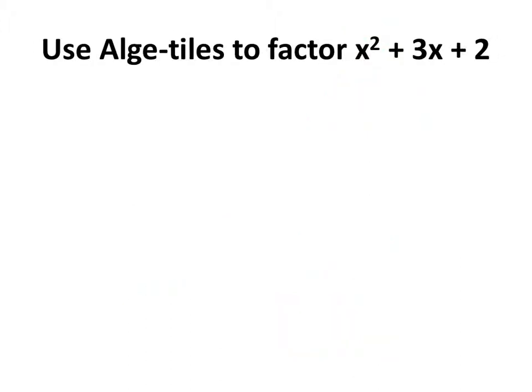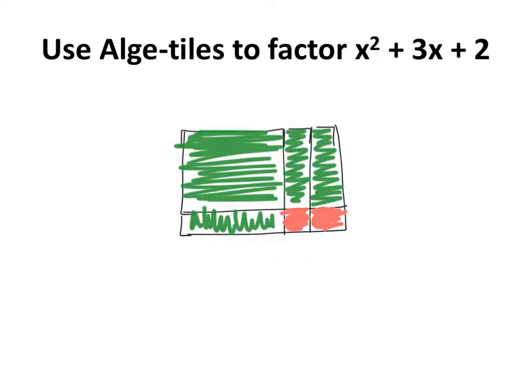When using algebra tiles to factor, we do the same thing but in reverse. We begin by figuring out what the rectangle looks like. In this case, we need one x squared tile, 3 x tiles, and 2 1s. We arrange the tiles to form a complete rectangle with no gaps or extra parts jutting out, and we make sure that we haven't made any zebra stripes.